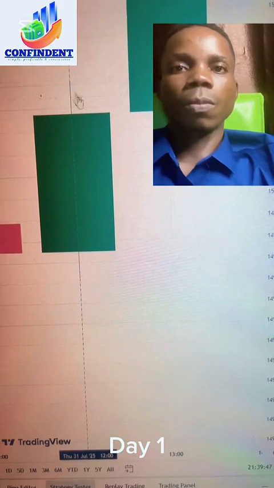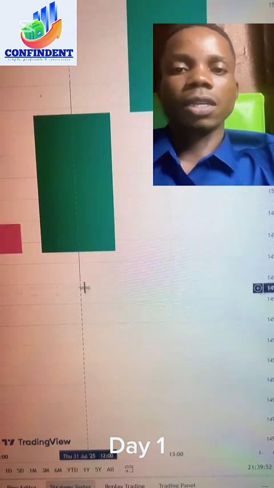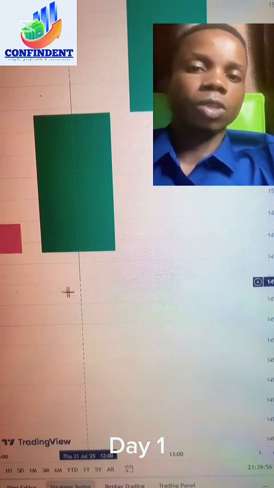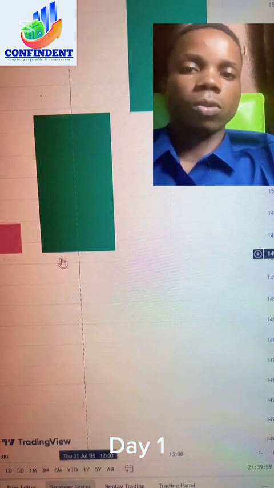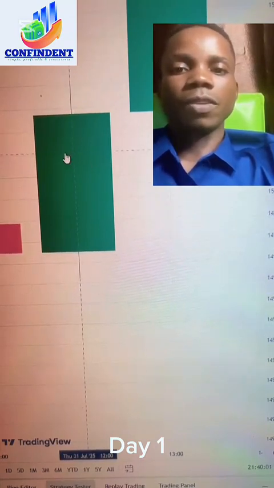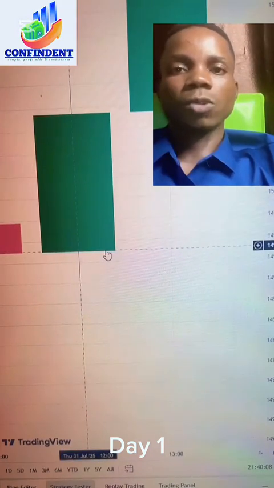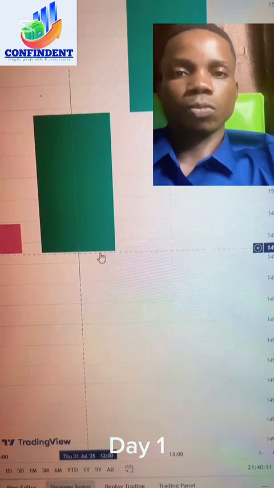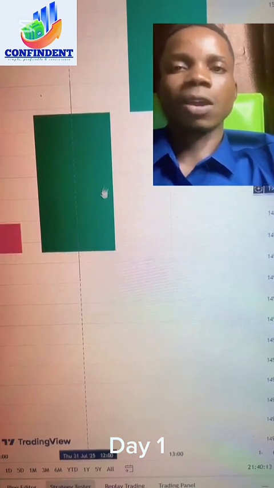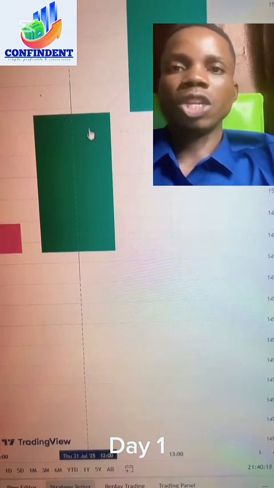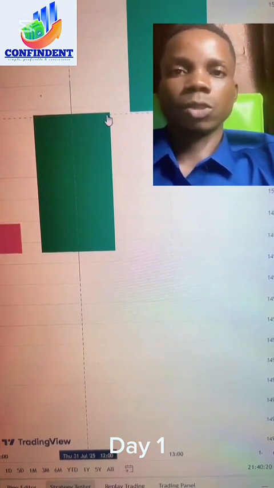Now the top of the upper shadow is what we call the high, while the lowest point of the lower shadow is what you call the low. So this is the type of Japanese candle that we call a bullish Japanese candle. Why? Because it opened at the bottom and closed at the top. That is why we call it bullish, because it is taking the price to the top.